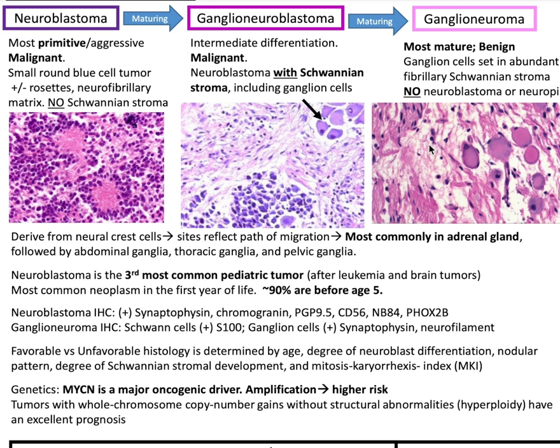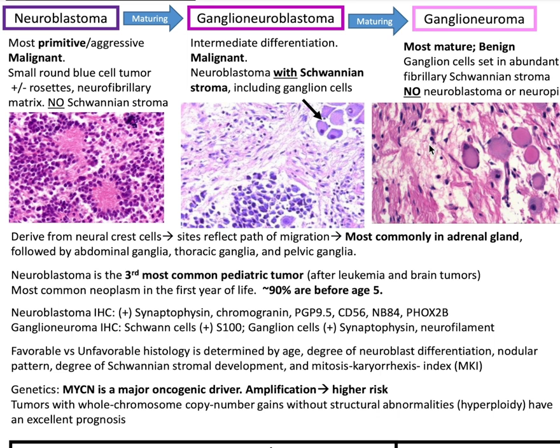Neuroblastomas will stain for synaptophysin, chromogranin, PGP 9.5, CD56, NB84, PHOX2B. Ganglioneuroma, the Schwann cells will be S100 positive. The ganglion cells will be synaptophysin and neurofilament positive. Favorable versus unfavorable histology is determined by the age, degree of neuroblast differentiation, nodular pattern, the degree of Schwannian stromal development, and mitosis karyorrhexis index, or the MKI.